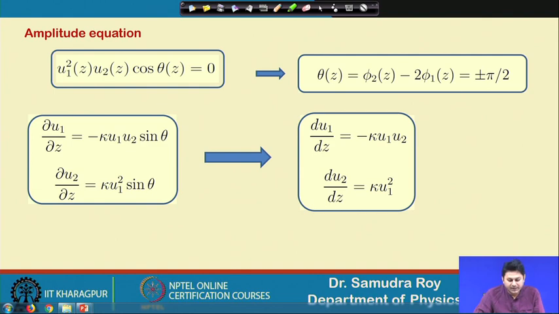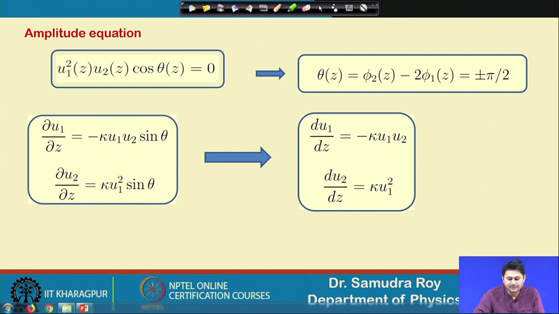From that we can find out the value of theta, as the equation suggests. So, theta has to be plus or minus pi by 2, because u1 and u2 are changing throughout the distance; both of them are functions of z. Cos theta is also changing. So, theta is a function of z, where theta is equal to phi 2 minus 2 phi 1, where phi 2 is the phase of the second harmonic and phi 1 is the phase of the fundamental wave. So, they are related by phi 2 minus 2 phi 1, a single parameter called theta. Now, theta has a constant value of pi by 2 throughout the distance.